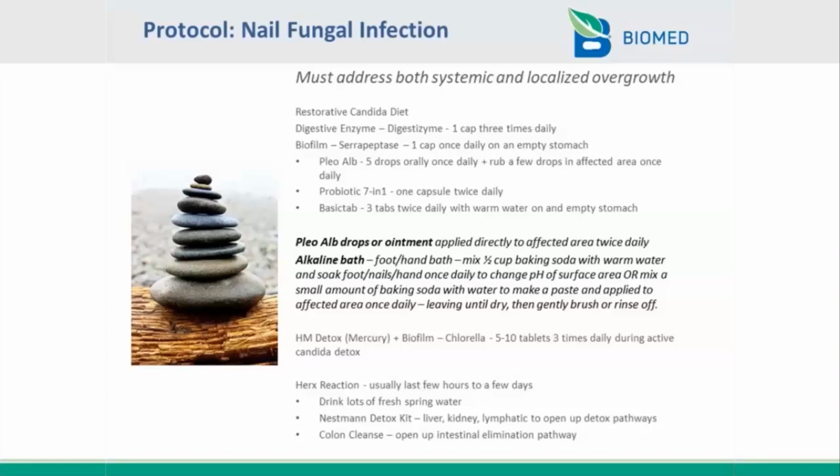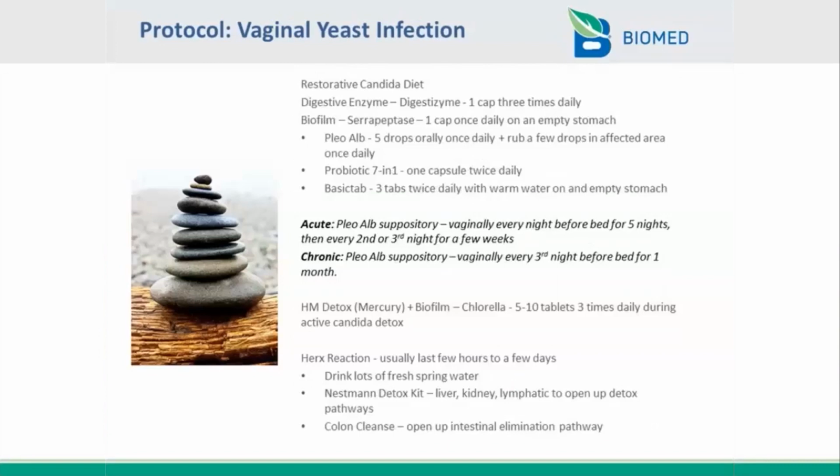And then for vaginal yeast infections, once again, it's that same Candida approach. If it's an acute situation, you add the Pleoalb suppositories vaginally before bed every night for 5 nights, and then every second or third night for another few weeks.